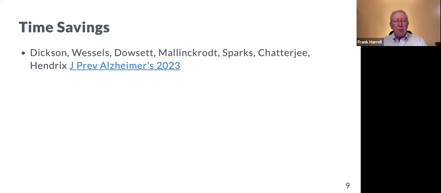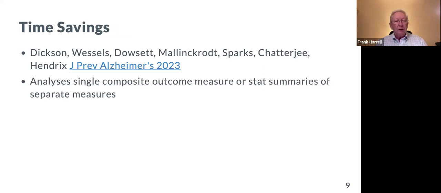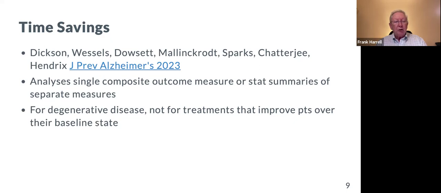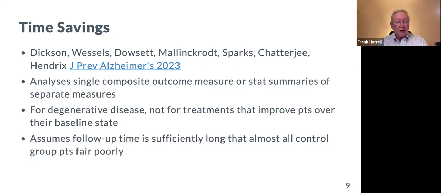There are some parts of the method that date back just a year or two before this, but a key reference is by Dixon et al. in 2023. This analyzes either a single composite outcome measure or can use statistical summaries of separate measures. It's intended to be used for degenerative disease, not for treatments that improve patients over their baseline state. It assumes the follow-up time is sufficiently long that almost all the control group patients fare very poorly.